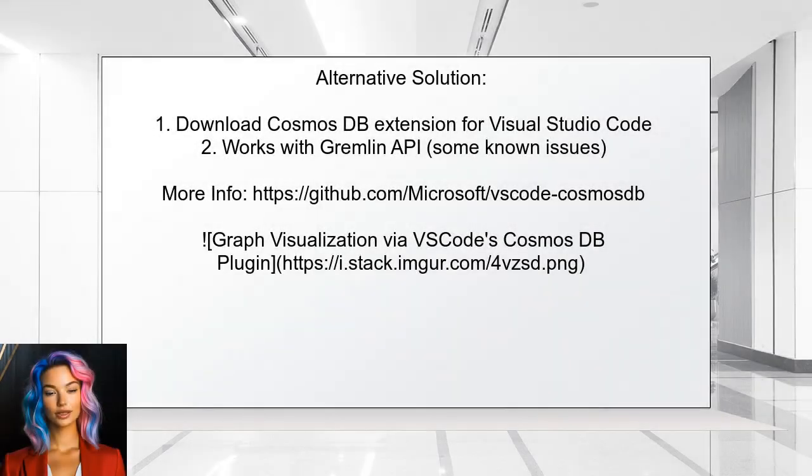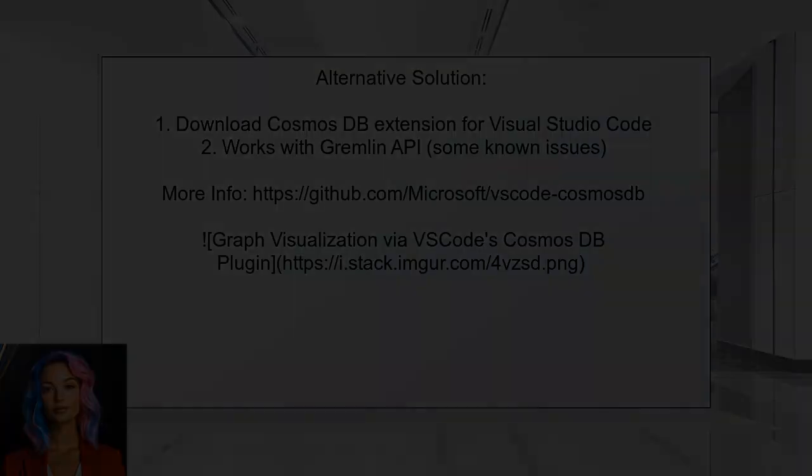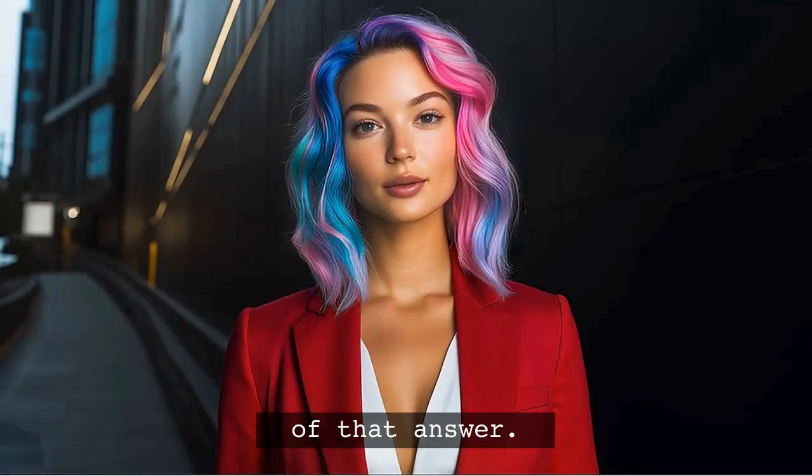One alternative solution is to download the Cosmos DB extension for Visual Studio Code. This extension works well with the Gremlin API, although there are some known issues. You can find more information at the provided GitHub link. That's the end of that answer.